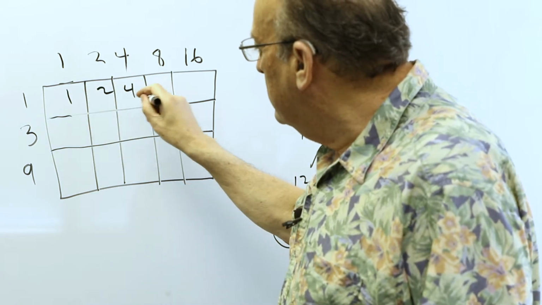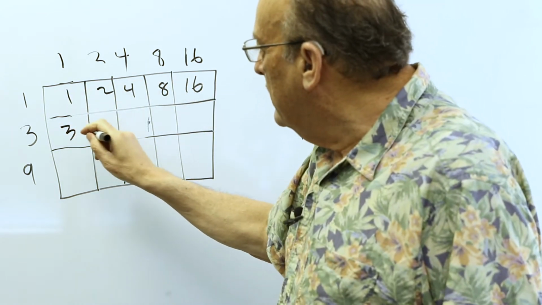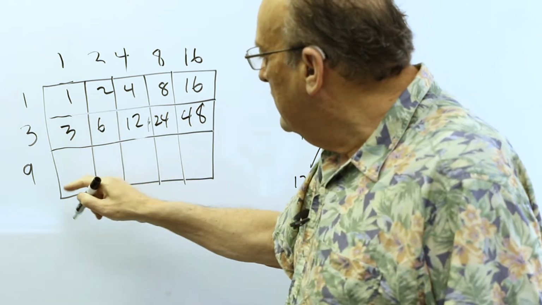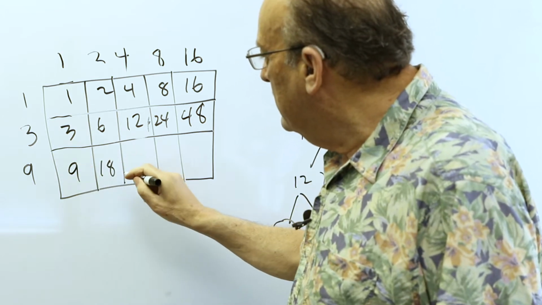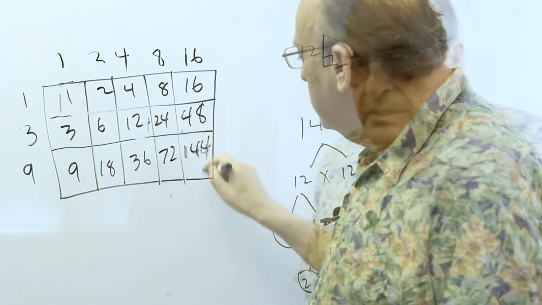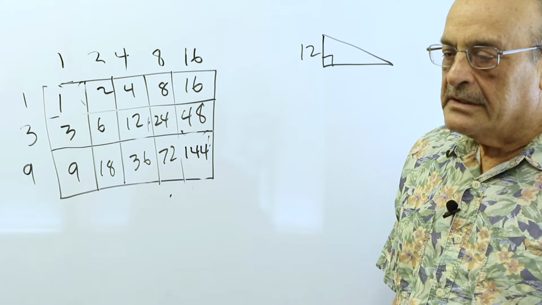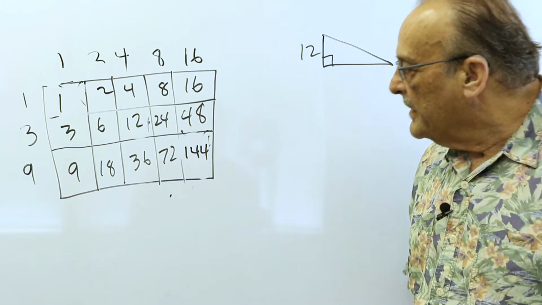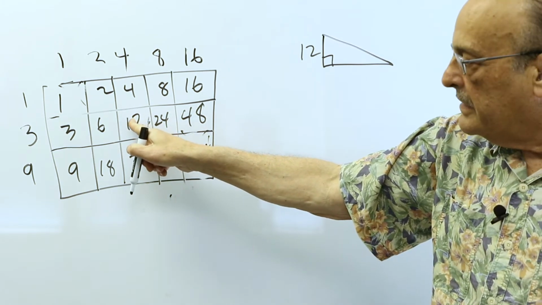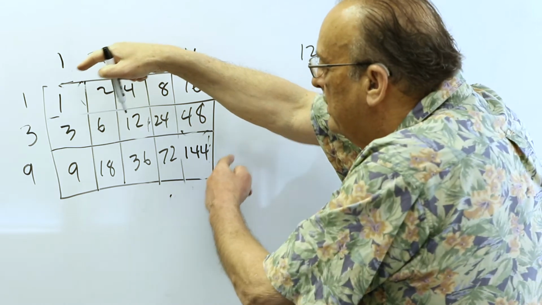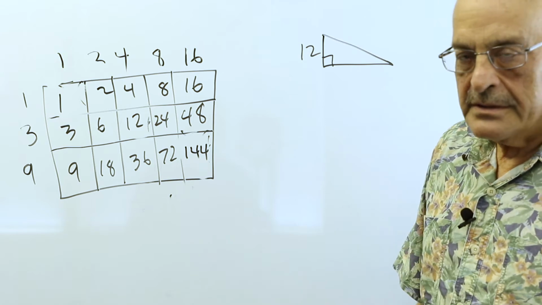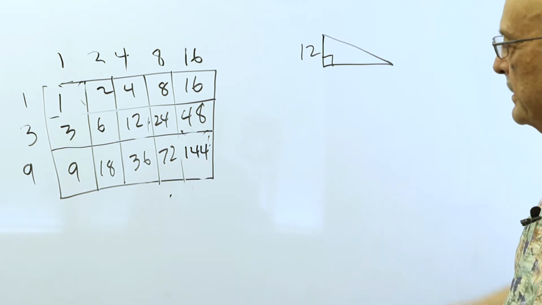So 1, 2, 4, 8, 16, 3, 6, 12, 24, 48, and go 9, 18, 36, 72, and 144. We'd like to find the two-factor factorizations of 144. To do that, we can think of a point in the center of this center square, and we're going to rotate 180 degrees. When we do that, 1 and 144 equal 144.